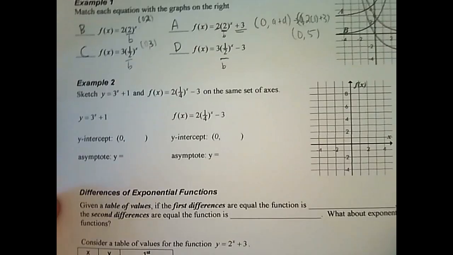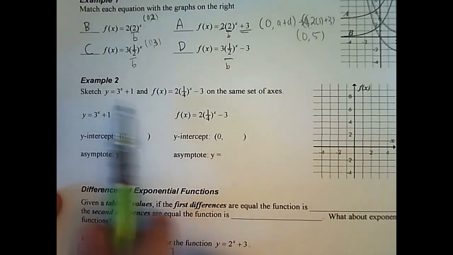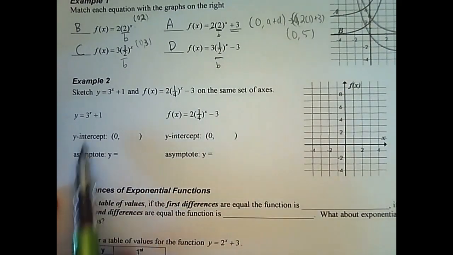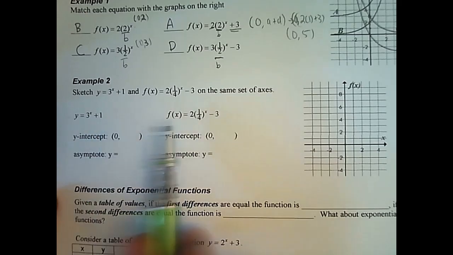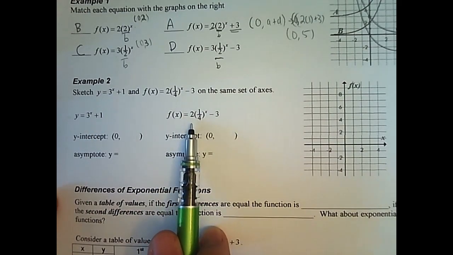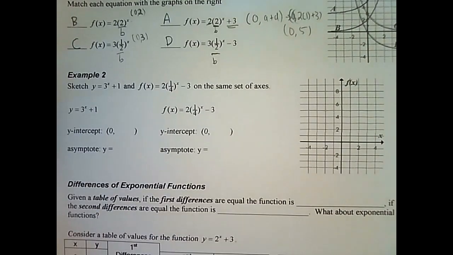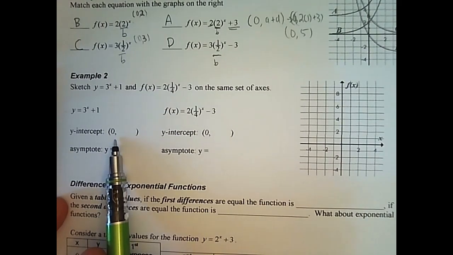So example 2 is we're going to sketch this graph and this graph on the same set of axes. So we have y equals 3 to the power of x plus 1, and then f of x is equal to 2 times 1 over 4 to the power of x minus 3. All right, so let's start with our y-intercept, because that's usually a good indicator to help us graph this equation.